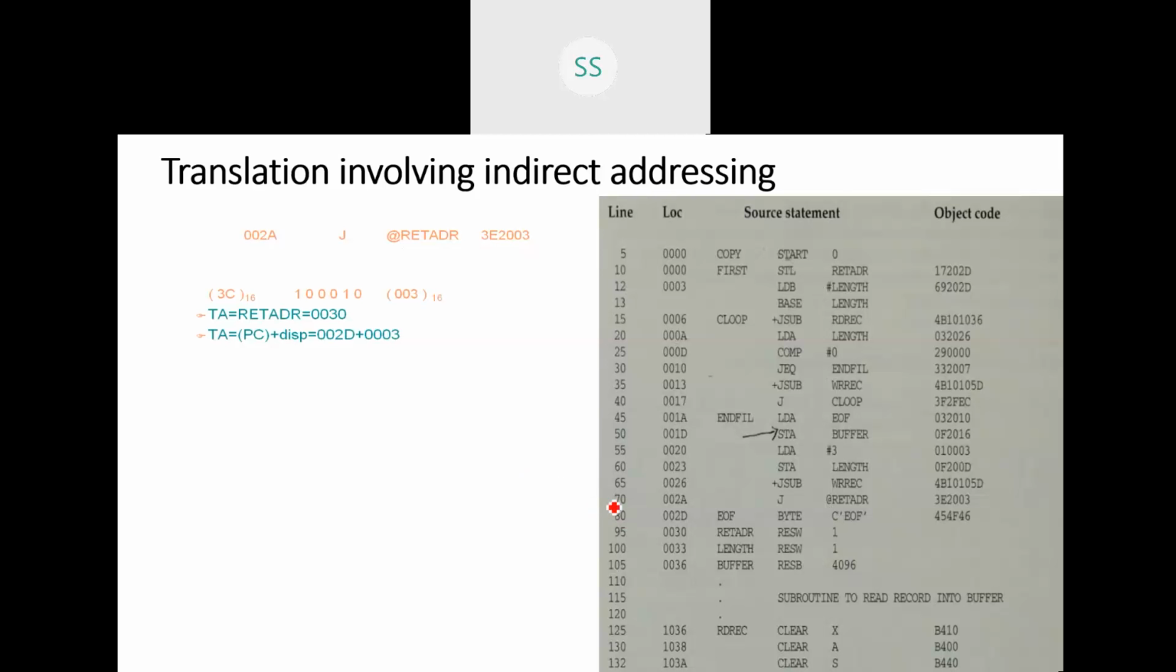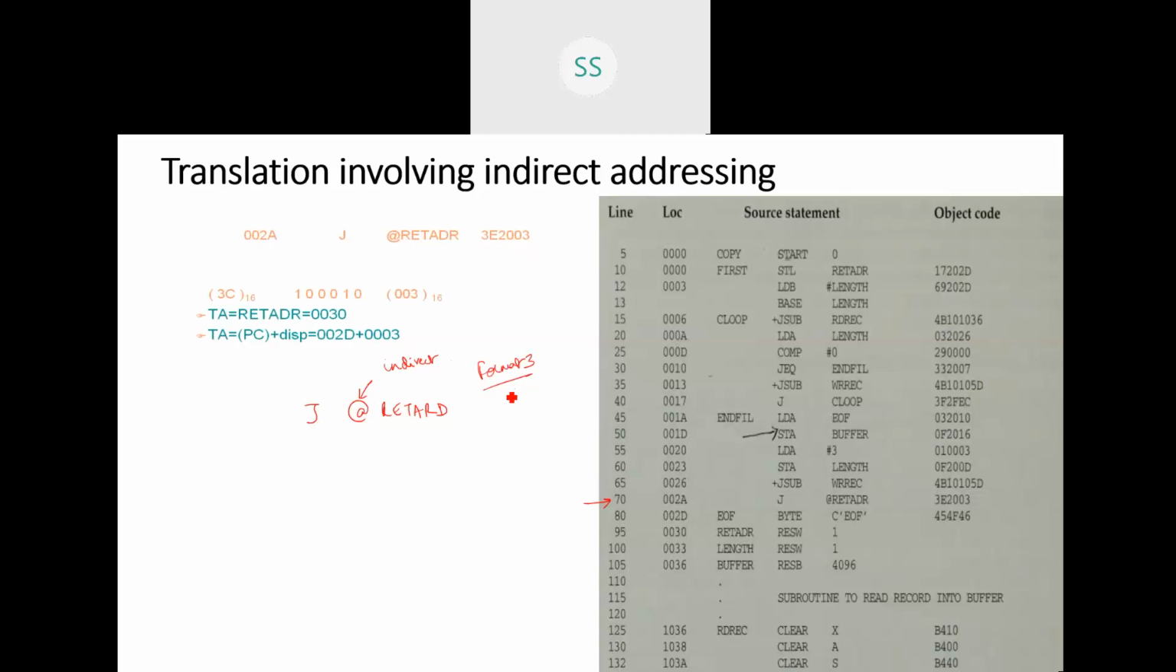In line number 70 we have the instruction J, and it is @RETADR. So the moment I see the at-the-rate symbol, I have to understand that it is indirect addressing. That's one thing I have to understand. As there is no plus sign in front of J, it means it belongs to which format? It will obviously belong to format 3.